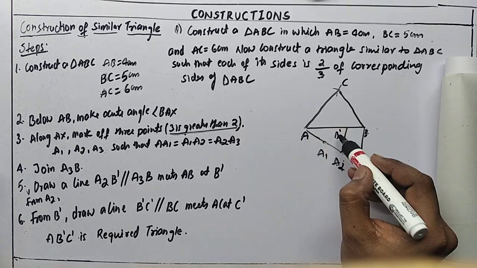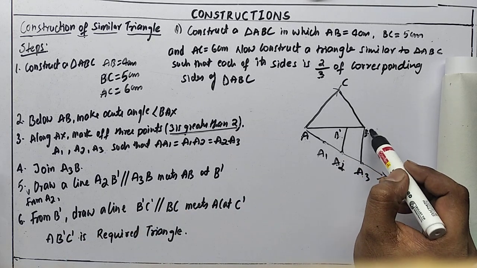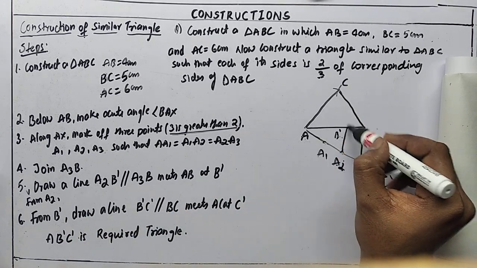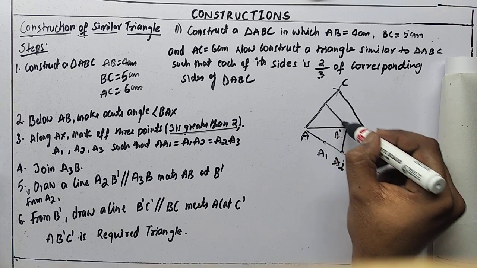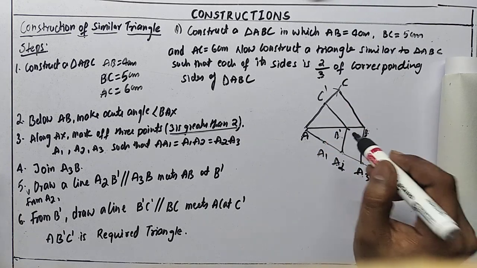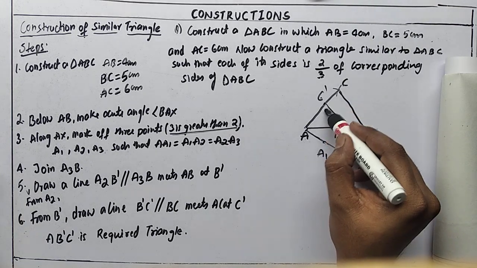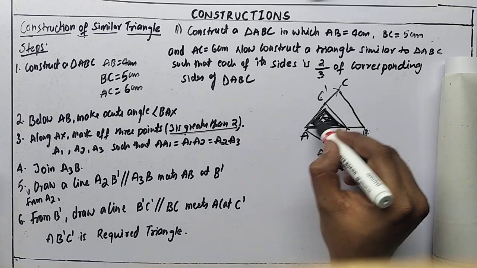Next, from B dash we have to draw a line parallel to BC. This will intersect AC at C dash. Now this triangle A B dash C dash, the colored part, is our required triangle.